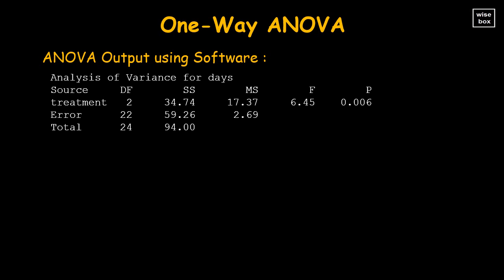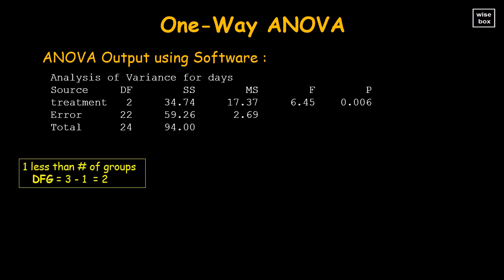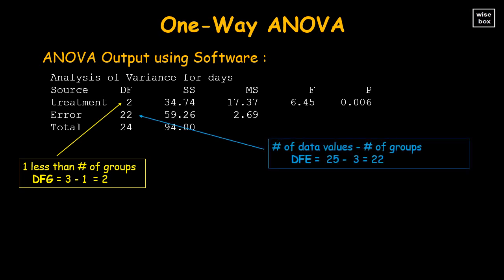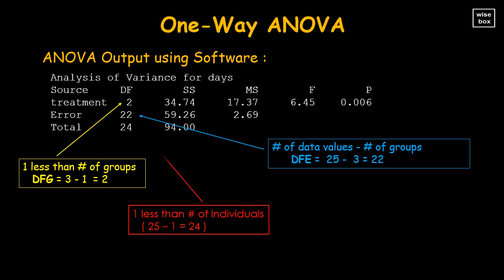Here is the output of the Anova analysis of data from the three different treatments on blisters, using a software application. Take note, the manual computation of Anova, though long and tedious, would yield the same results. From the Anova software output, notice that the table result includes the degree of freedom for groups or treatments, which is 2, the degree of freedom for error, which is 22, and the total, which is 24.